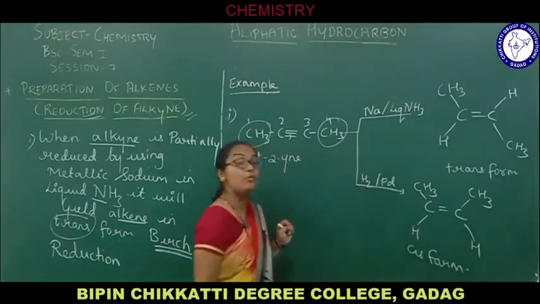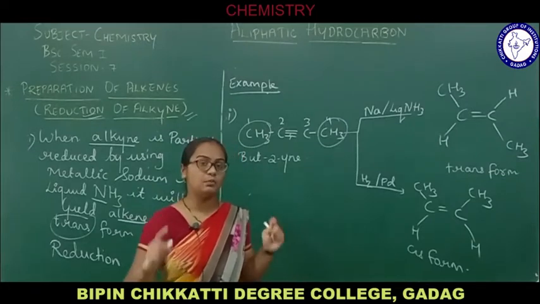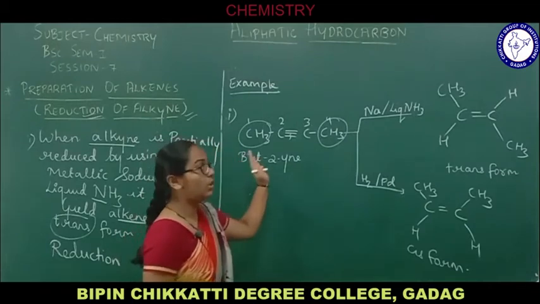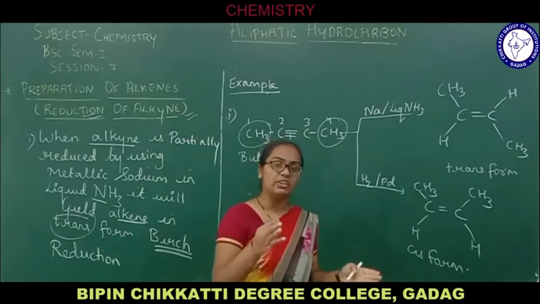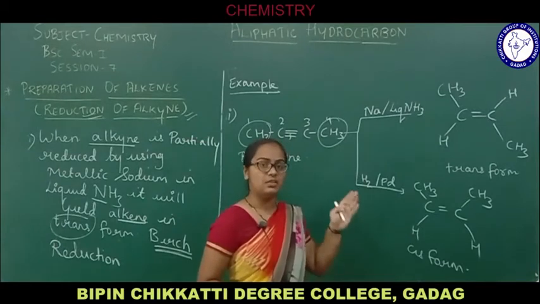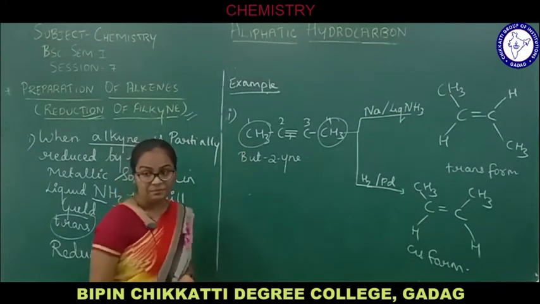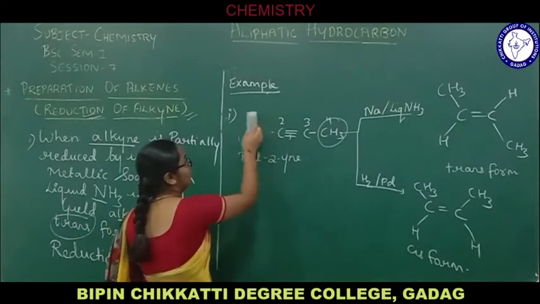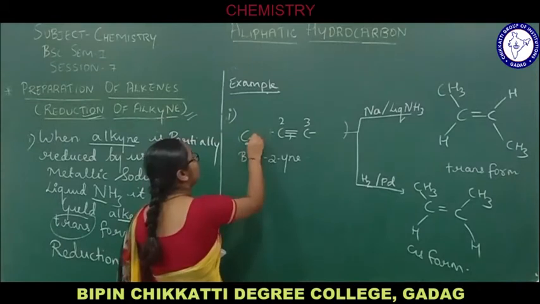This is the cis form of butene, whereas that is the trans form of butene, with the two methyl groups present on the opposite side. So from alkyne you are producing alkene, but in two stereochemical forms. The first one is the trans form, the second one is the cis form. Now suppose in place of methyl, I took ethyl, suppose I took 2-ethyl like this.